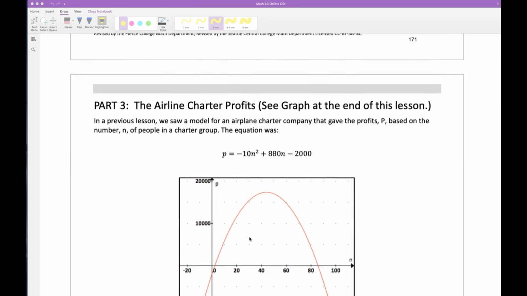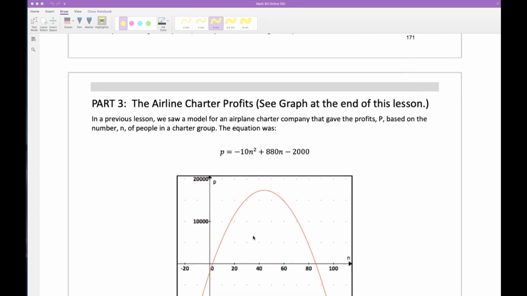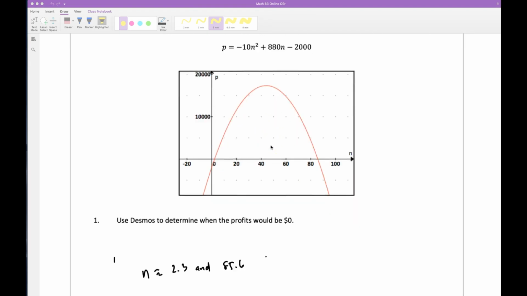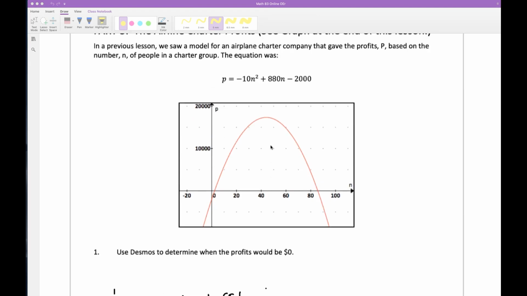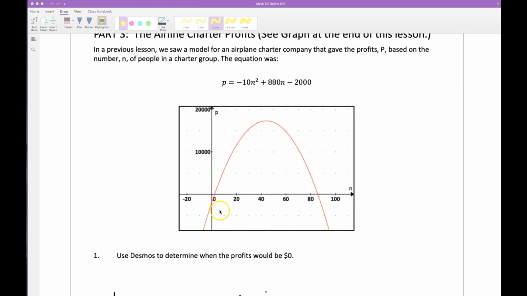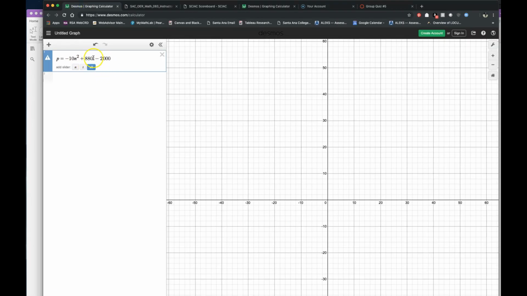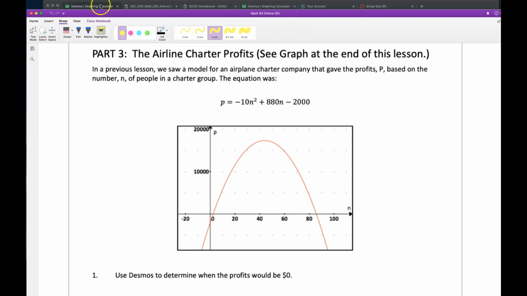Let's go ahead and look at another problem. Here's the airline charter profits problem, part 3. Again, you have a quadratic equation. And so how would we use Desmos to solve it? Let's go ahead and set that up. The equation on Desmos here, I've entered in the equation from the worksheet.